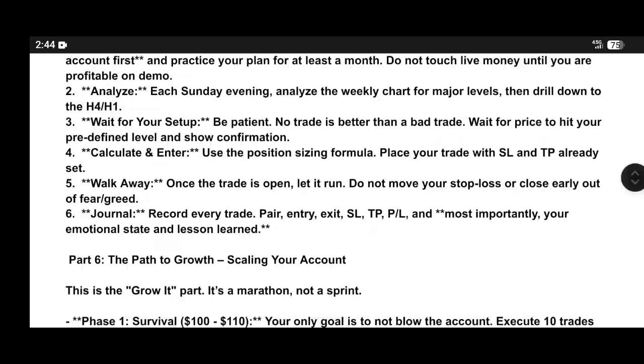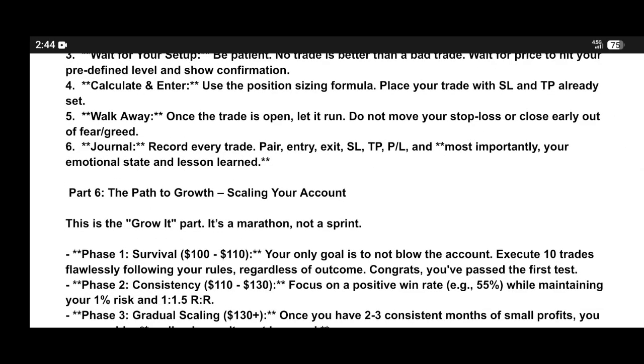Then let's move to part 6, the path to growth and scaling your account. Phase 1 is survival, $100 to $110. Your goal is not to blow the account. Execute 10 trades flawlessly following your rules, regardless of outcome.